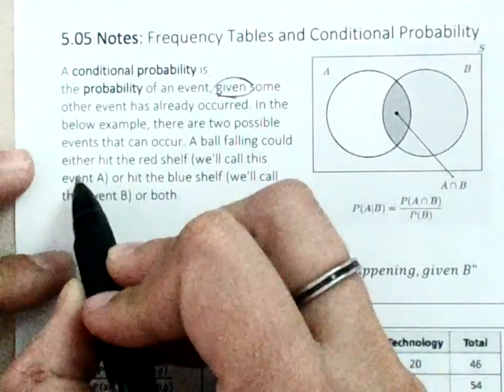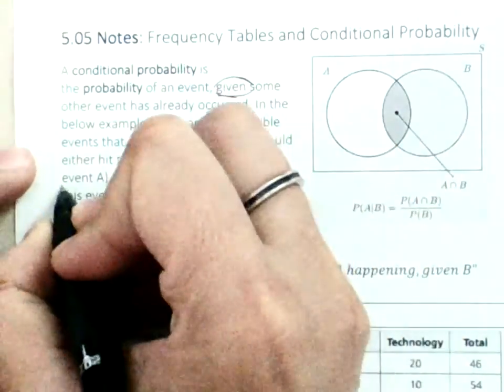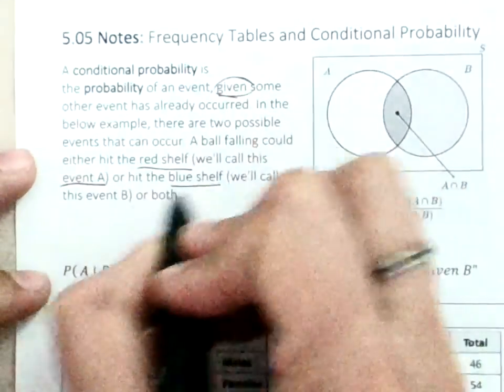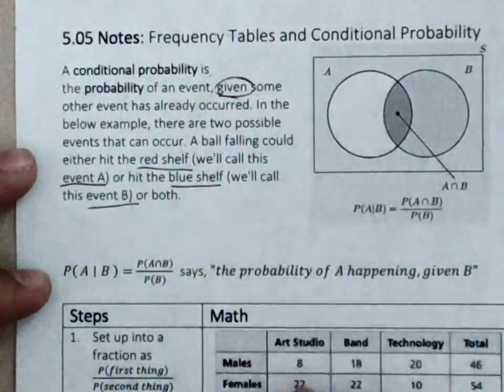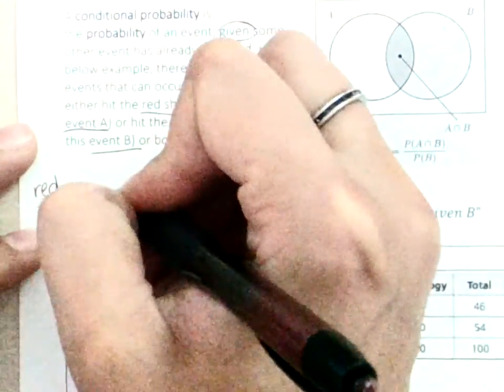In the below example, there are two possible events that can occur. A ball could either hit the red shelf, and we'll call this event A, or hit the blue shelf, and we'll call this event B. So this is the probability of hitting the red shelf and the probability of hitting the blue shelf.